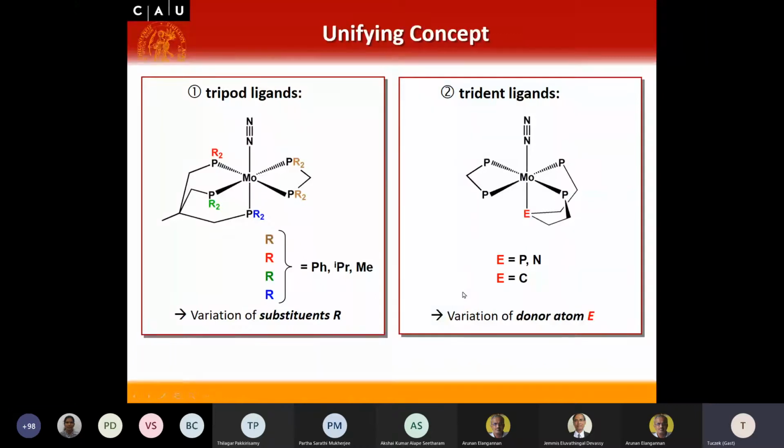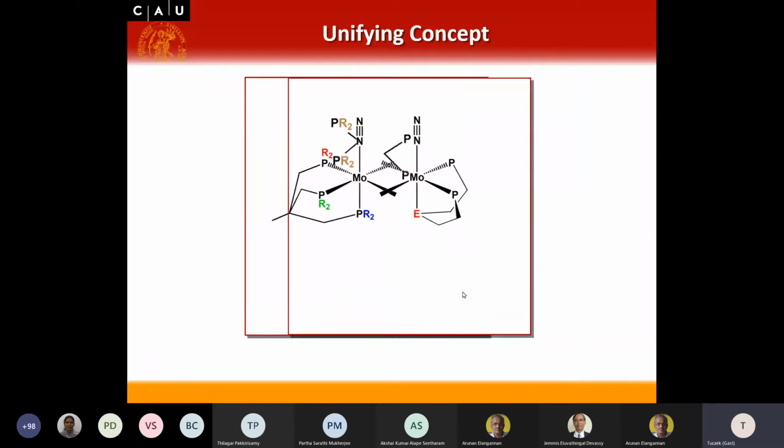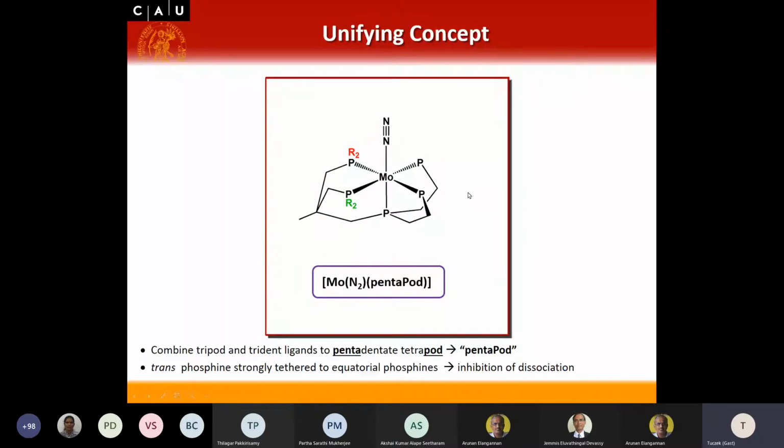And after this phase, we decided to combine these two approaches. So we combined the tripod and the tridentate system into this pentapod ligand. This is a pentadentate tetrapodal ligand, pentapod ligands. And in that case, this trans-phosphine, this ligand X, should be strongly tethered to the molybdenum center.